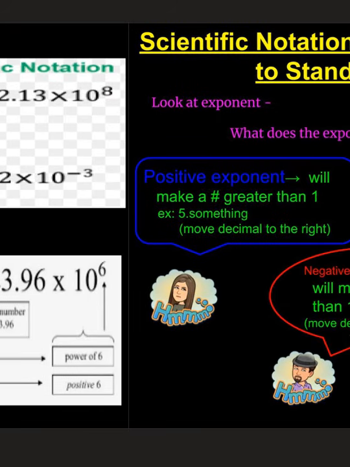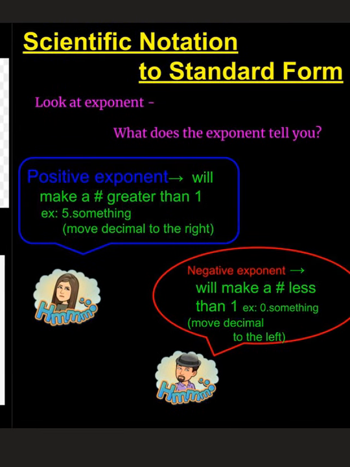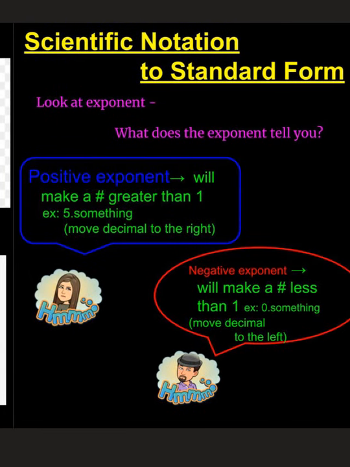All right. So now we're going to look at going from scientific notation to standard form. You got to remember about the exponents. When you have a positive exponent, you will have a number greater than 1. So for example, 5 point something, you'll move the decimal to the right. Moving it to the right is going to give you a larger number. When you have a negative exponent, you will make a number less than 1.